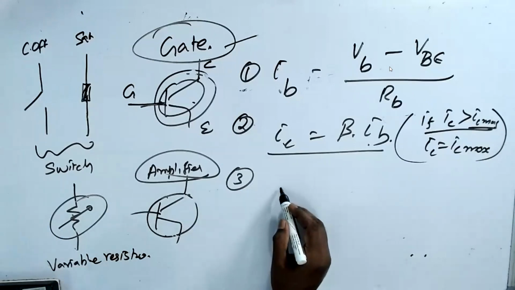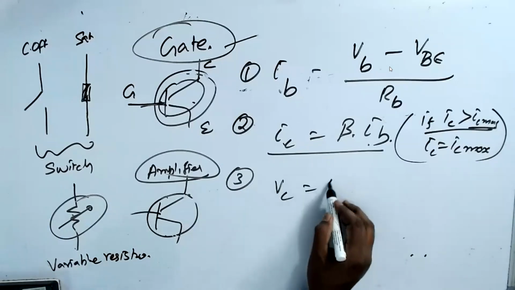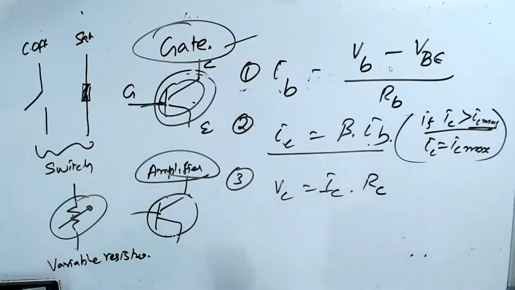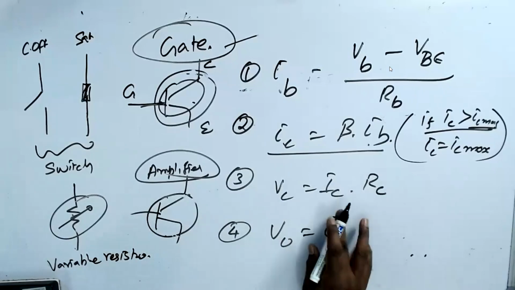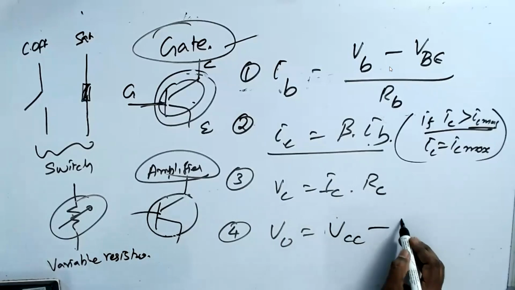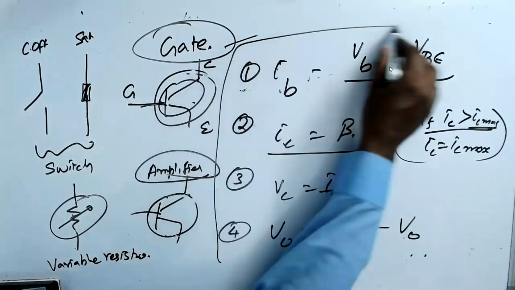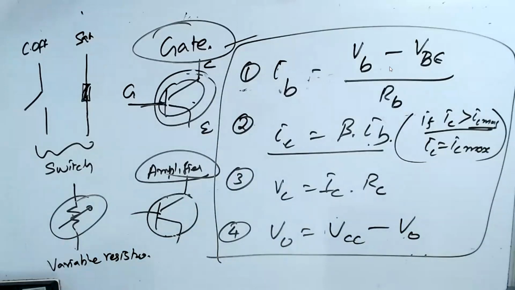Then VC is equal to IC into RC. Then 4th, V0 is equal to VCC minus VC. This is all. Only 4 steps you have to remember, nothing more than that. Is it clear? I hope it's clear.